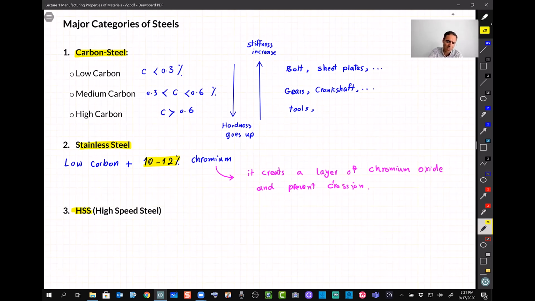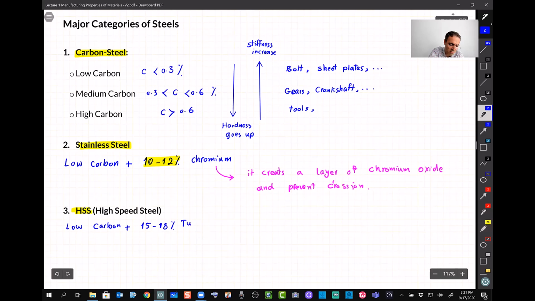And what is HSS? Again, HSS is low carbon plus 15 to 18% tungsten. And tungsten is a very hard metal. It can withstand very high temperature. And if we add 15 to 18% tungsten to the low carbon steel, we will make something which we call HSS. And it has a lot of function in tools and dies.